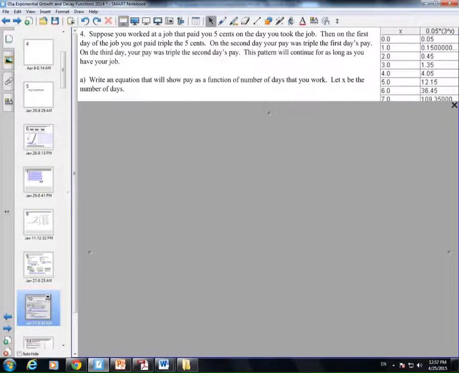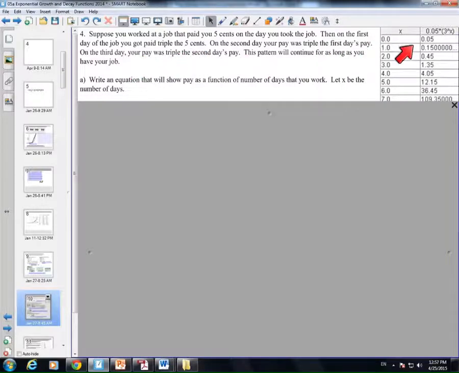And just to drive the point home, the last 2 exercises we worked with functions that were doubling, and we changed the starting value. Here we're talking about getting paid 5 cents, and what's going to happen to our pay is we're going to get it tripled every day that we work. So on the second day you're going to triple the first day's pay, and on the third day you're going to triple the second day's pay, and so on.